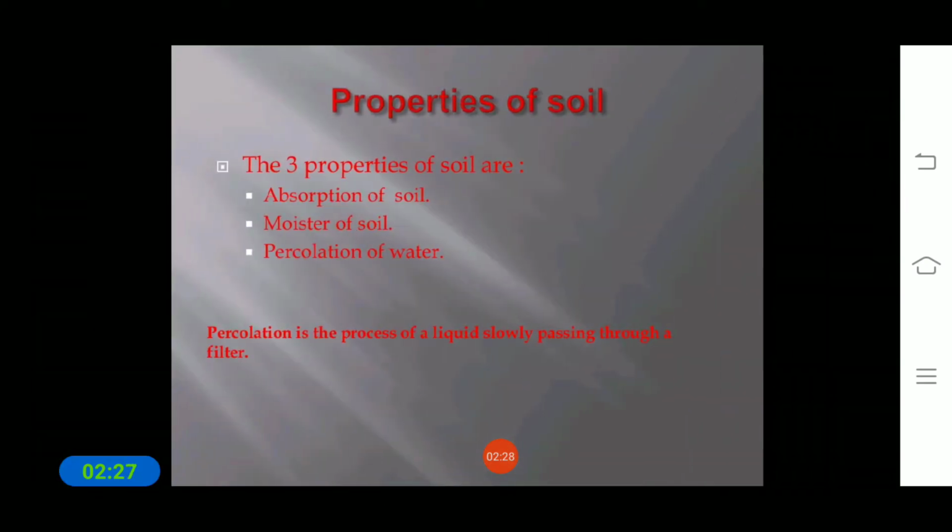Next, we have already discussed the properties of soil. What are the main properties of soil? Soil can absorb, so the absorption of soil, and also the moisture of soil, and also the percolation of water. Percolation means what? That is the small holes, the pores, through which the water percolates, which means it purifies the water.